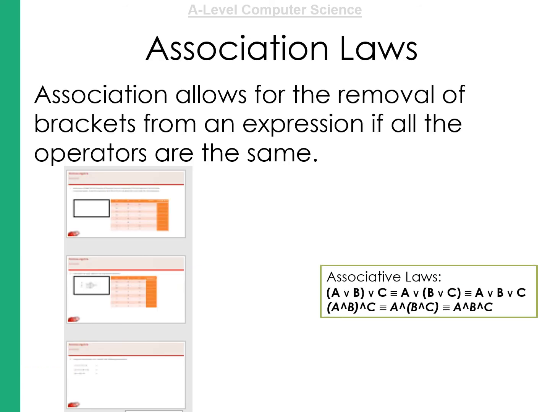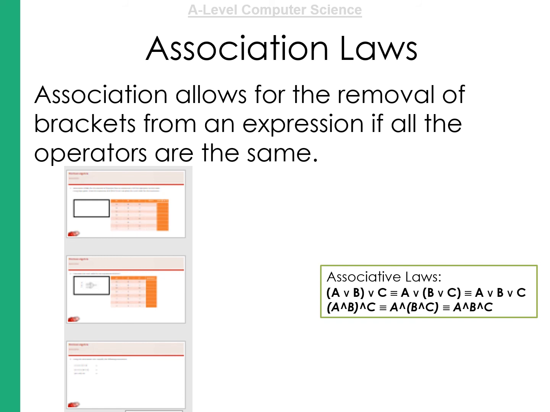The association laws look quite complicated to start with, but they're actually really simple. They allow for the removal of brackets from an expression if all the operators are the same. They must all be the same. You can see here we've got A or B in brackets or C. That's exactly the same as saying A or B or C without brackets. It's exactly the same with AND.